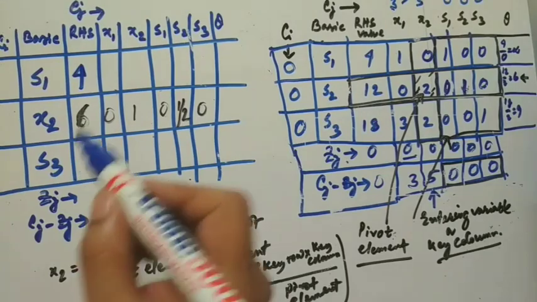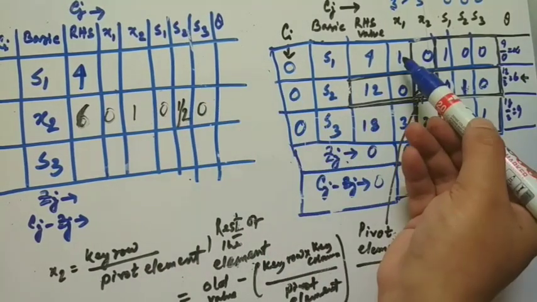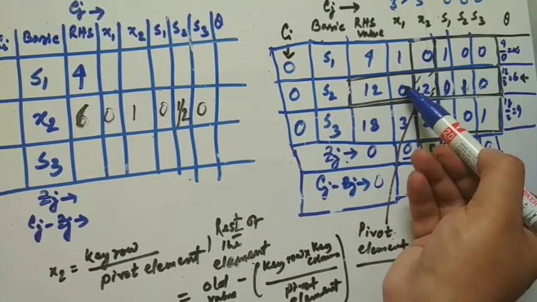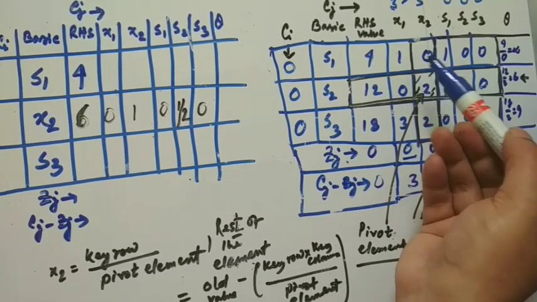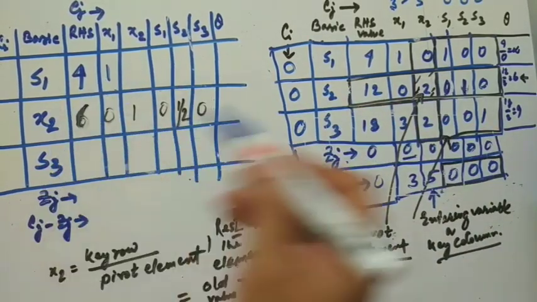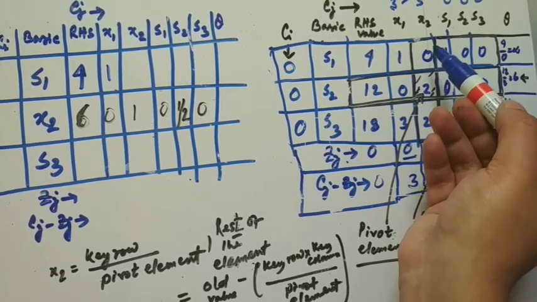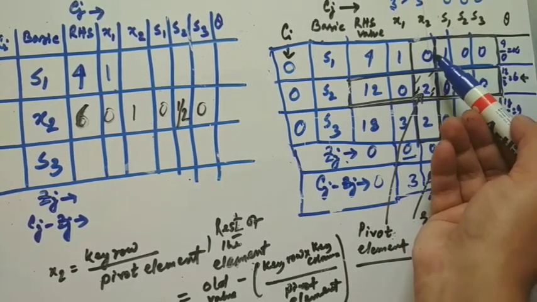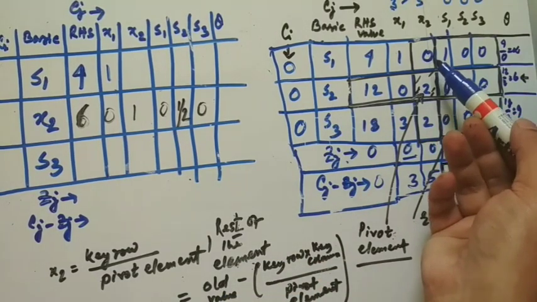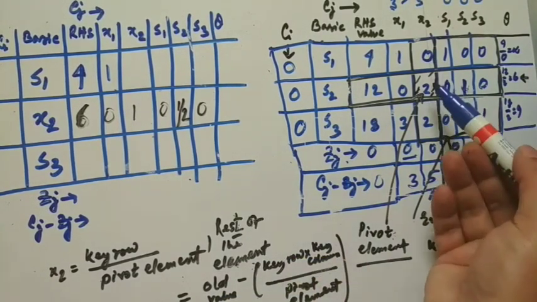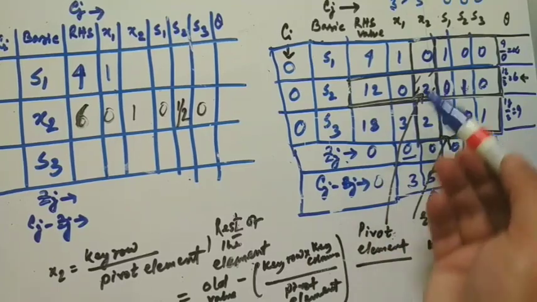Okay, now for this one again, corresponding 0, corresponding 0. So 1 minus 0 will remain 0. Next one, you can see 0. So this is the key column. You can also calculate: old value is 0, corresponding key row is 2, key column is 0, so this remains 0 only.